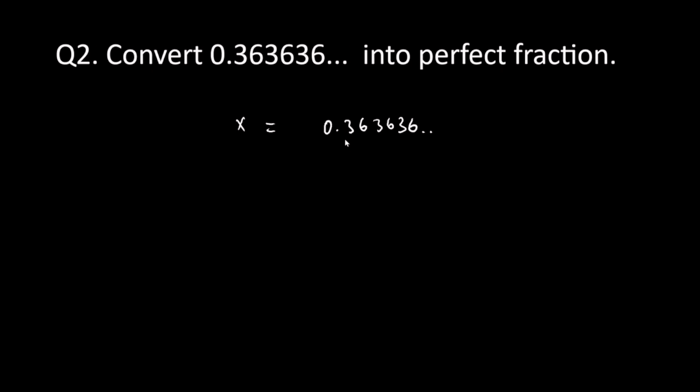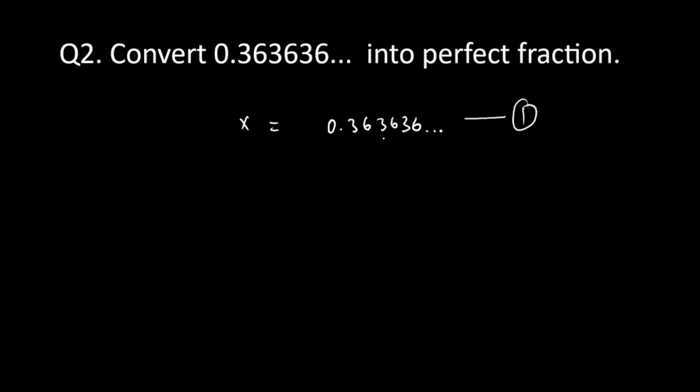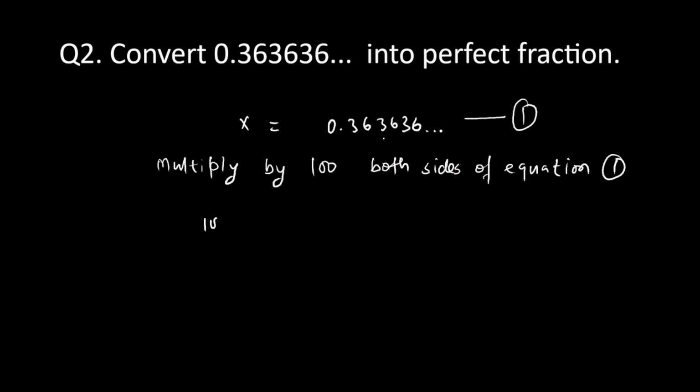In this question, we have to convert 0.363636 with repeating 36 into a perfect fraction. Let's assign this number a variable x. You can see here there is repeating 36 right after the decimal point. So we label this as equation 1. Since here two digits are repeating, we multiply by 100 on both sides. So we have 100x is equal to 36.363636, since multiplying by 100 shifts the decimal two places to the right. And as 36 is repeating right after the decimal place, we label it equation 2.